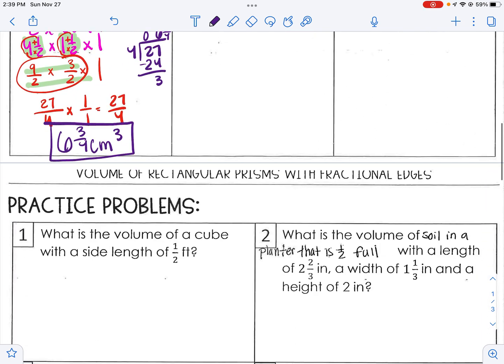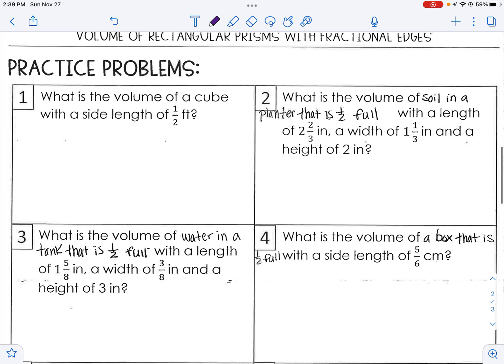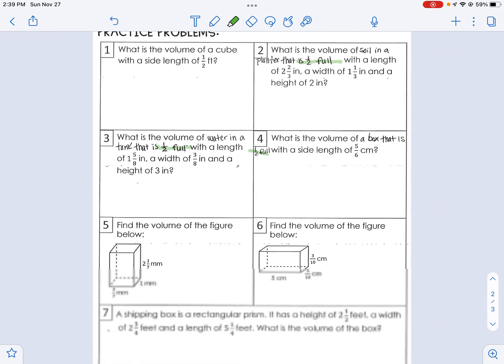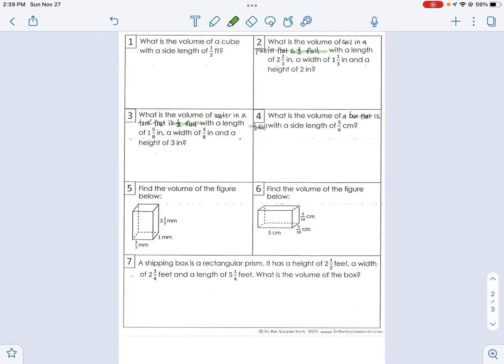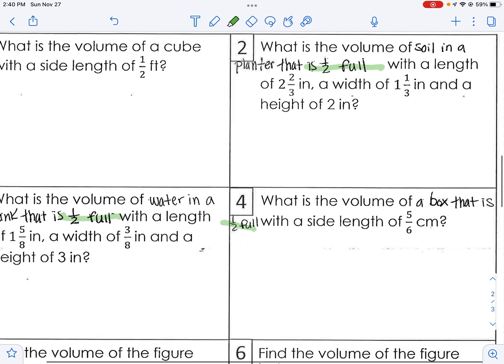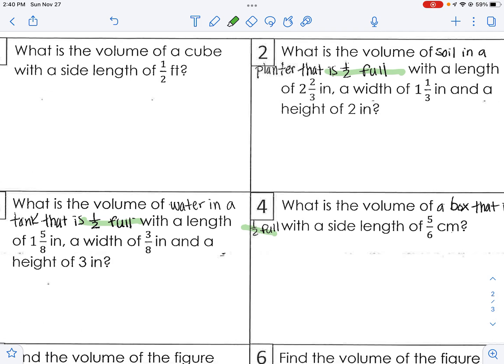One of the other ones I want to do are these ones where it says that something, an object you have, is half full. So there's, I think, 3 of them that are that way. So I wanted to do one of them that way with you. All the other ones that I didn't just highlight green, those are just regular ones, meaning you're just going to do length times width times height. Okay, but I'm going to do one of these that I just highlighted green with you guys right now.